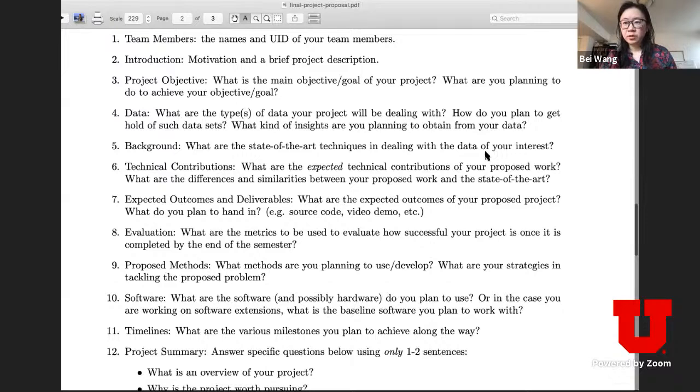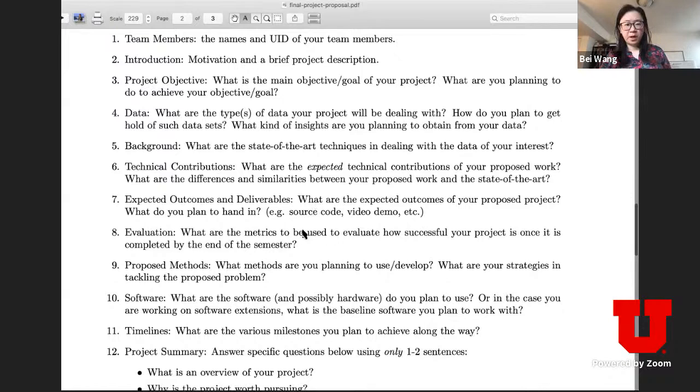Technical contribution: what are the expected technical contributions of your proposed work? What are the differences and similarities between your proposed work and the state of the art? Expected outcome and deliverables: what are your expected outcomes? What do you plan to hand in? For example, source code, video demo, and so on and so forth.